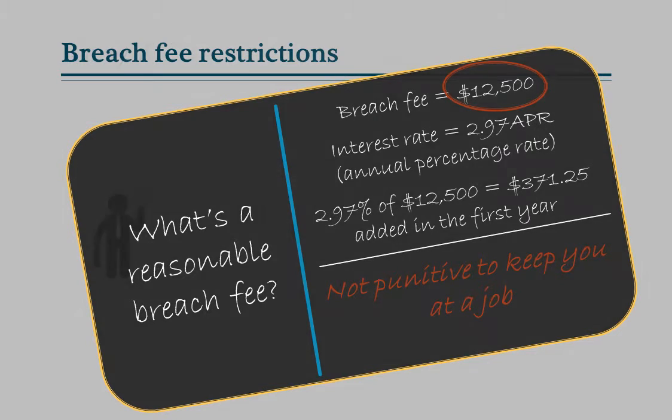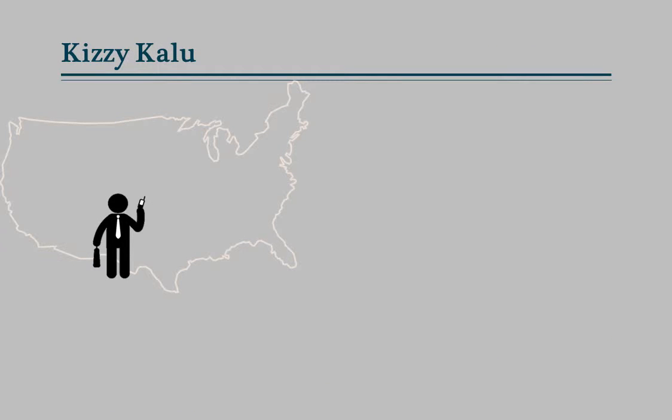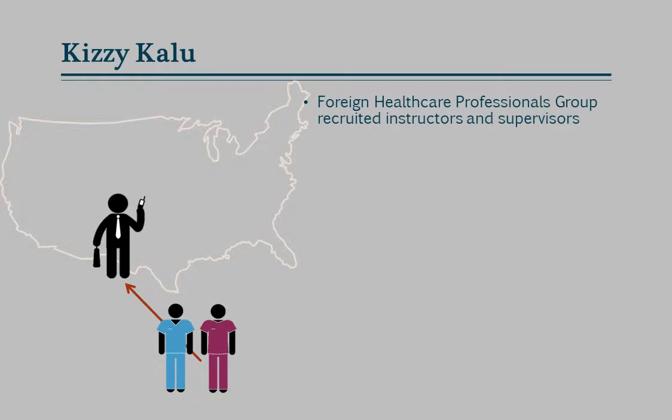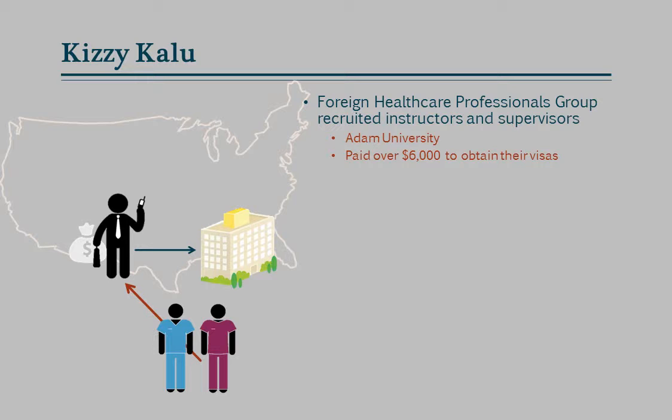Let's look at a real example. In the early 2000s, a businessman named Kizzy Kalu owned a staffing agency called Foreign Healthcare Professionals Group. He began recruiting nurses to work in the US as instructors and supervisors at Adam University. They each paid over $6,000 to obtain their visas. Once they arrived in the US, they learned that Adam University did not exist.